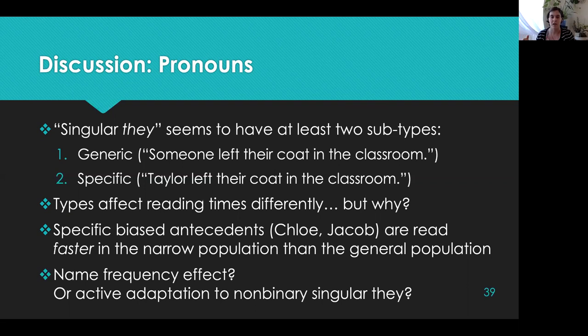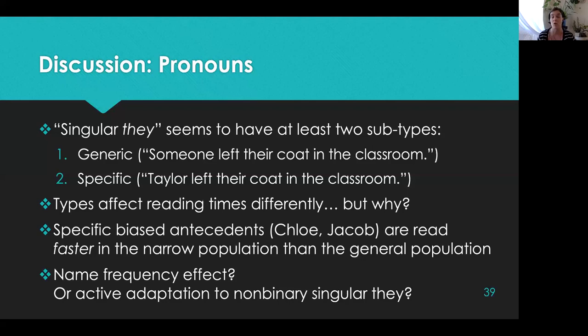So that's one possibility. And we also have to deal with this name frequency effect, or how people are actively adapting to non-binary singular they, given different amounts of exposure and different relationships they have with the non-binary community, either it being themselves or a close family member or a coworker.